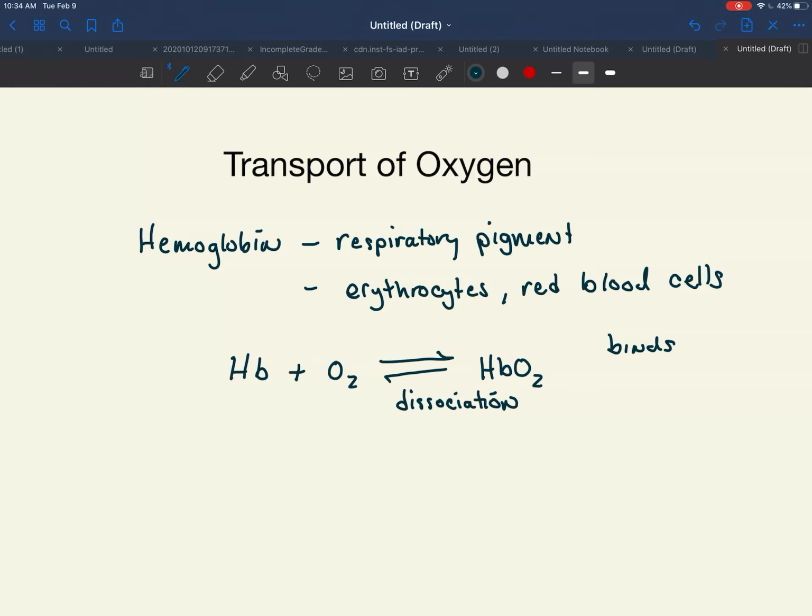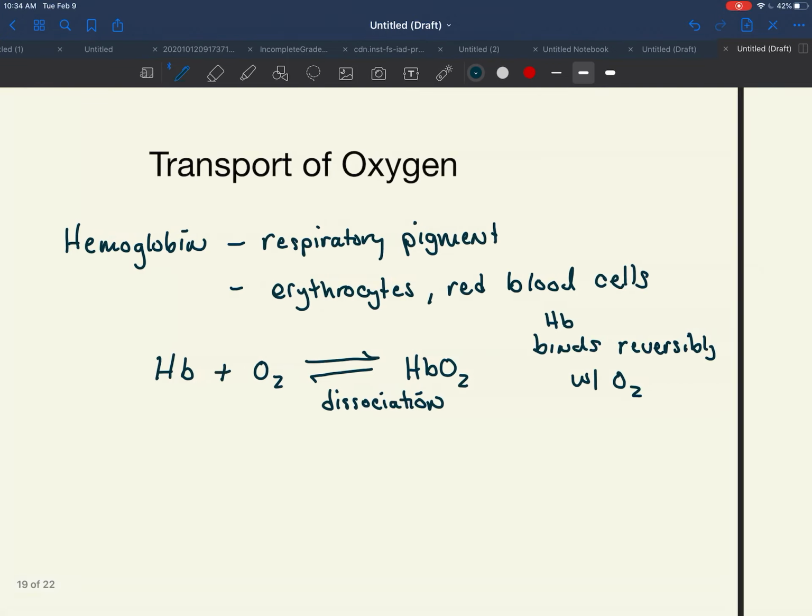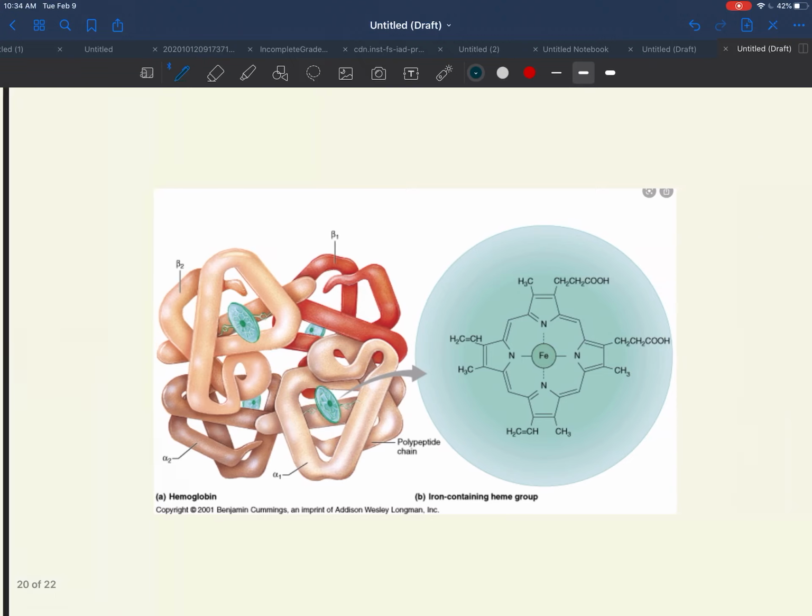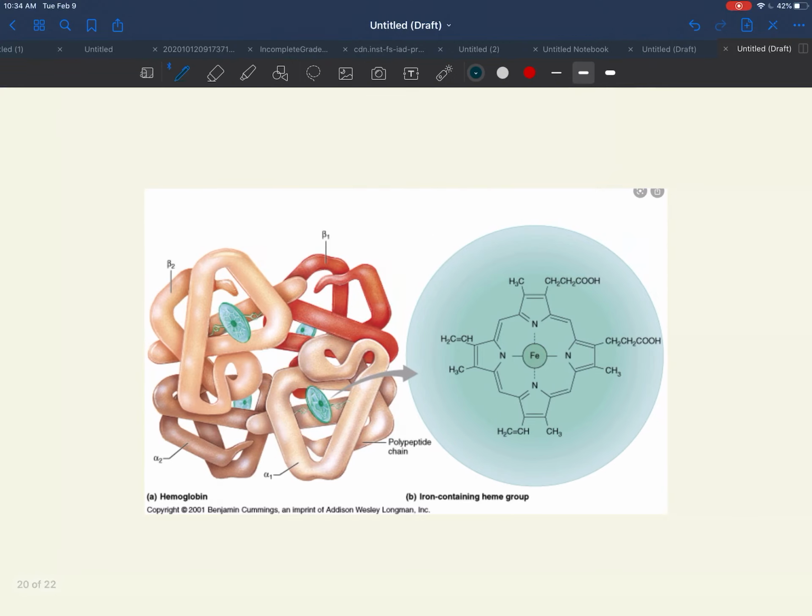So we say that hemoglobin binds reversibly with oxygen. If we look at the molecule of hemoglobin, this is just one that I happened to take off the internet, you can see that it has protein structures. So the globin is protein, and it is a globular protein. It has a very specific three-dimensional shape.